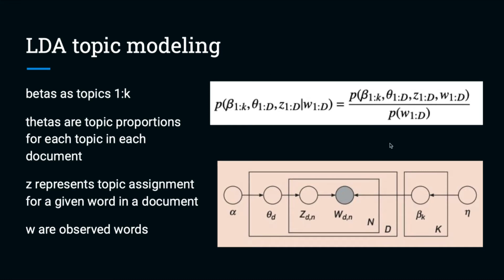Now let's take a look at this mathematical expression. The probability of our topics, topic proportions, and topic assignments, given the words in a document, can be represented by this joint probability. Calculating this joint probability would be intractable, so a sampling technique is used. Gibbs sampling is often used, which is a Markov chain Monte Carlo technique.